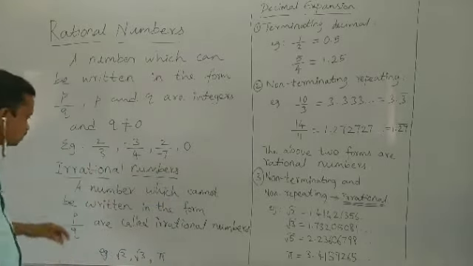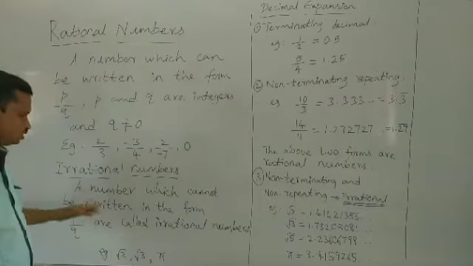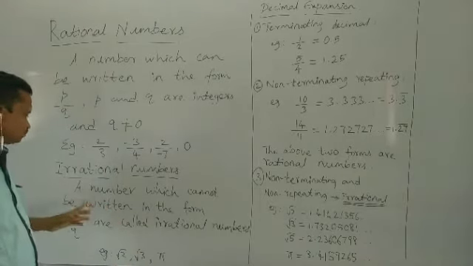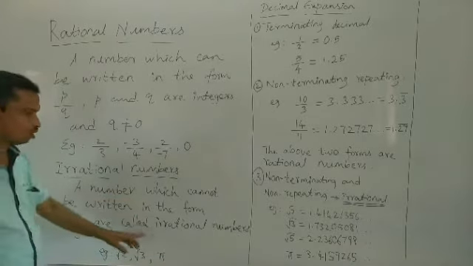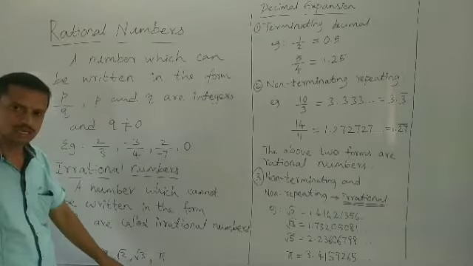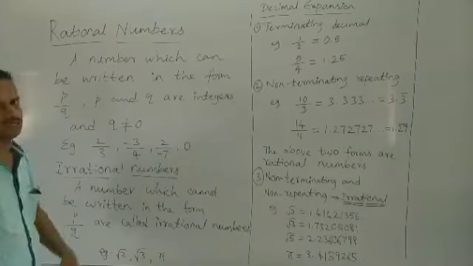Okay. Irrational numbers are opposite to rational. Which are not rational, they are irrational. So a number which cannot be written in the form P by Q is called an irrational number. Examples: root 2, root 3, pi. So these are examples of irrational numbers.